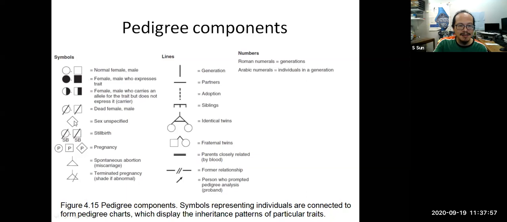If the sex isn't known, you use this shape. P is the one not delivered yet, still pregnant. Abortion, spontaneous abortion, miscarriage, or terminated pregnancy will be that. And the last line is generation to generation, parents, partners. So let's take an example and take a look.